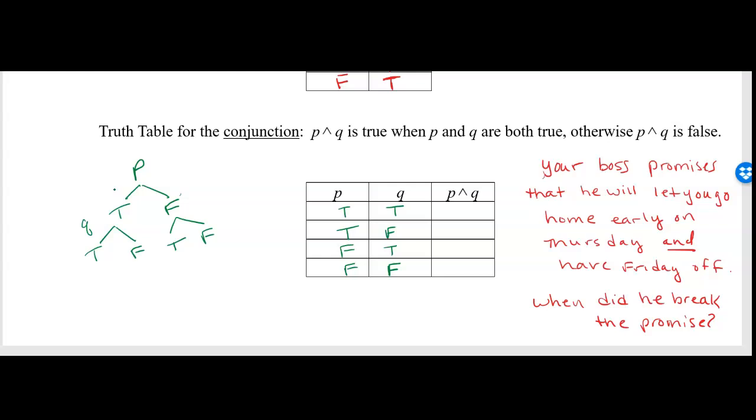Now, here's P and Q. When does it become true and when does it become false? Your boss promises that he will let you go home early on Thursday, okay? This is saying P was true, so it happened, and Q was true, so he also gave you Friday off. Did he break his promise? No. He followed through on both. We're saying they both happened. That's what the true means. Therefore, P and Q would be true.